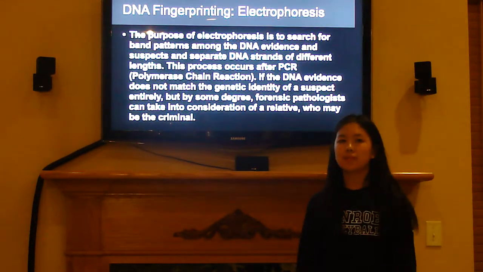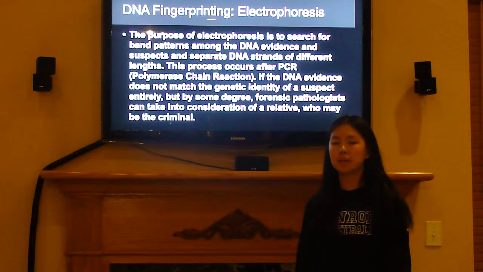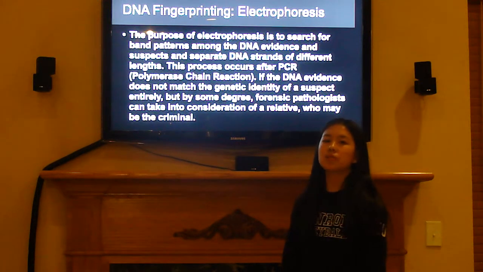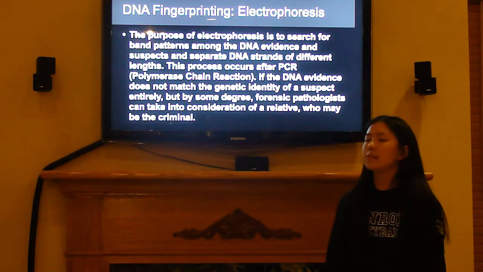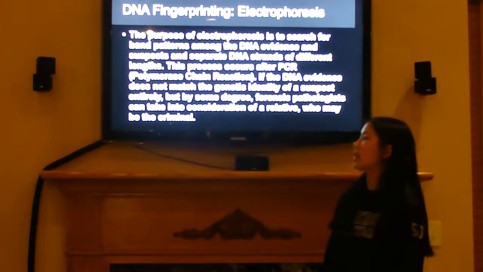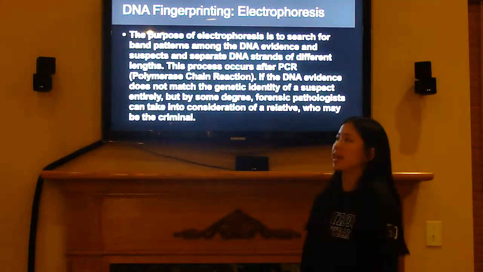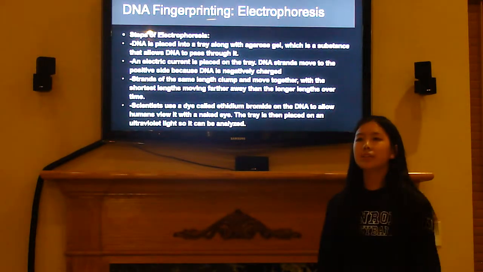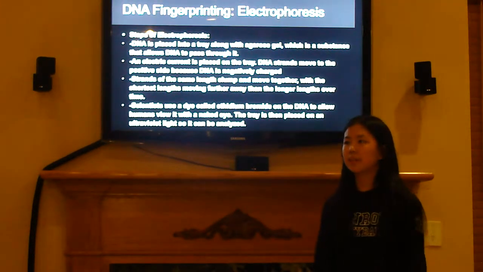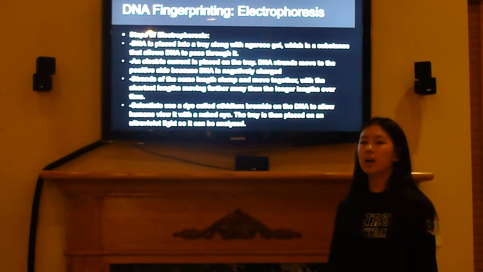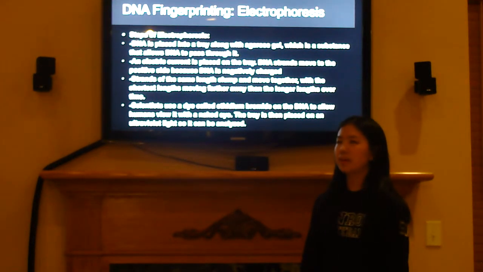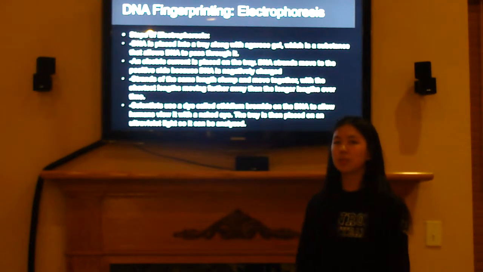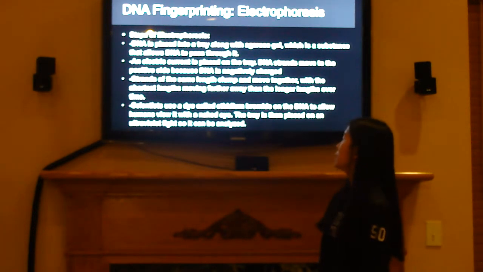The next step of identifying if a suspect can be exonerated or not is electrophoresis. The purpose of electrophoresis is to search for band patterns among the DNA evidence and separate DNA strands of different lengths. The steps of electrophoresis are the following. To begin with, DNA is placed into a tray along with agarose gel. Agarose gel has wells that allow negatively charged particles to move through. An electric current is placed on the tray.